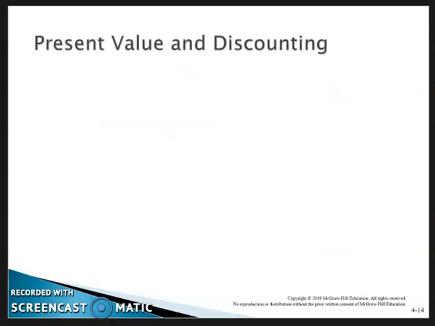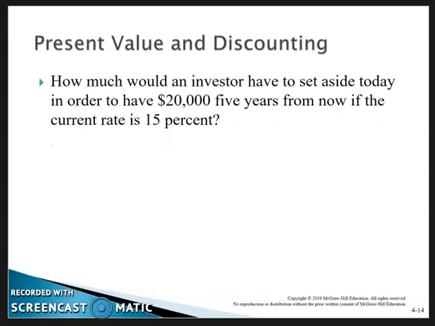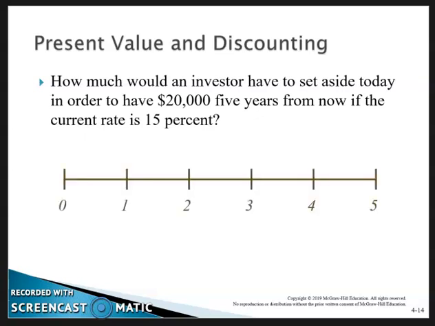So, present value and discounting. How much would an investor have to set aside today in order to have $20,000 5 years from now if the current rate is 15%? The example here could be saving to purchase a house or saving for some sort of other investment purchase, and so forth.